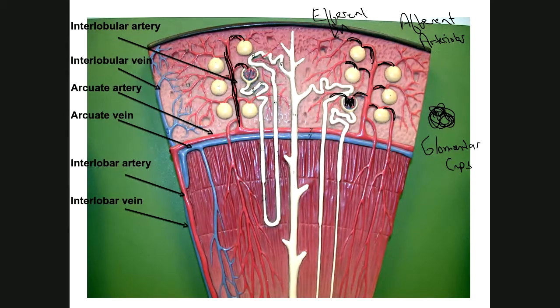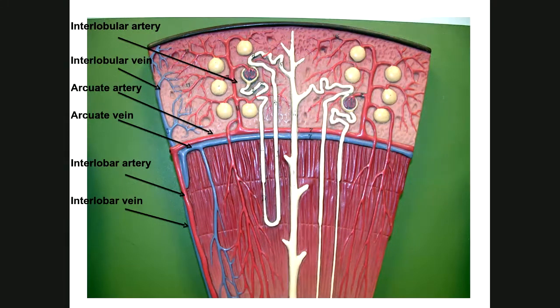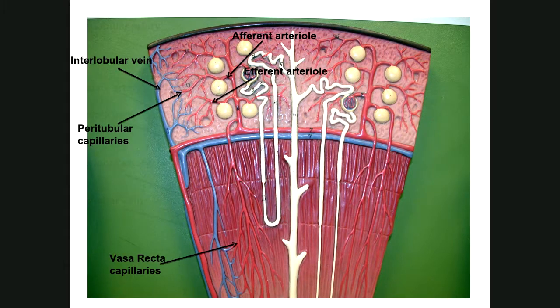Now, it's weird that there's an arteriole and not a venule, but the kidney's the only place where that's like that. But look, we have the afferent arteriole, and then right here are the glomerular capillaries inside. And then coming out is the efferent arteriole. Look at that. We see it here. So, toward the capsule, afferent. Away from the capsule, efferent.